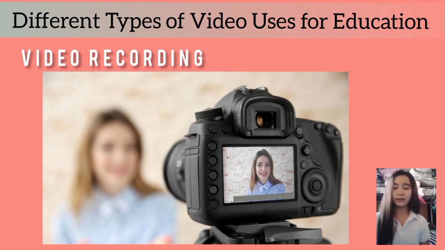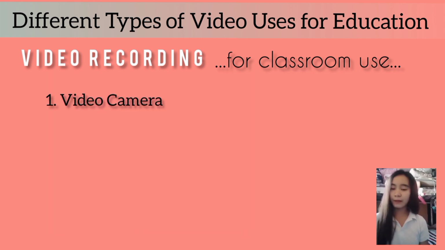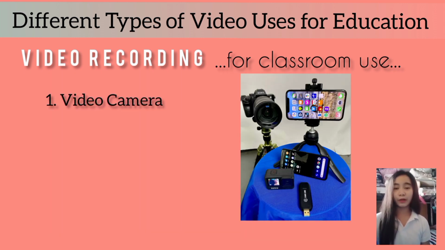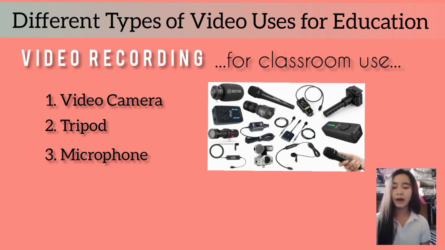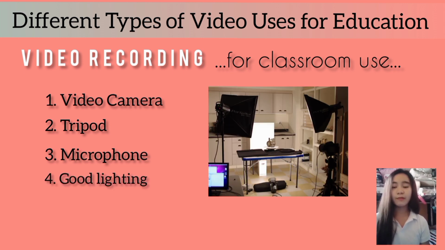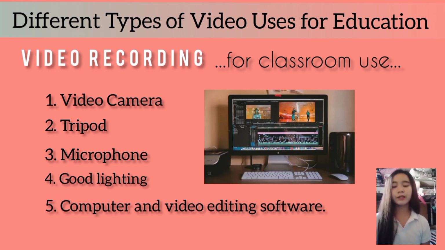Video recording. To make a video recording for classroom use, you need the following. Number 1, video camera to record. Number 2, a tripod to keep the camera steady. Number 3, microphone to capture the sound coming from the speaker. Number 4, good lighting. And the number 5, computer and video editing software.